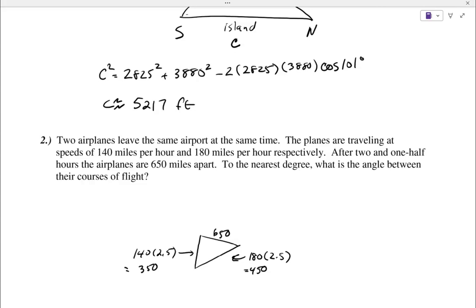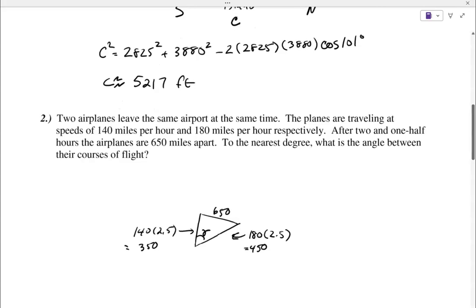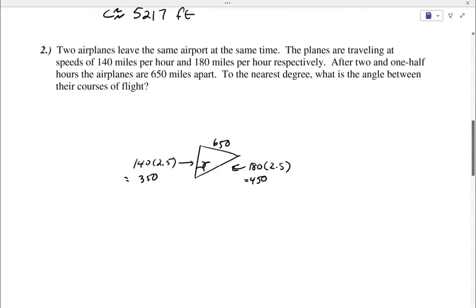Yeah, the angle across from the 650, right? Between their two courses. And what's the angle between those two lines here? I'll call it gamma. So I have all three sides. I just need to figure out what that angle is. So what equation would you use to figure out the angle?